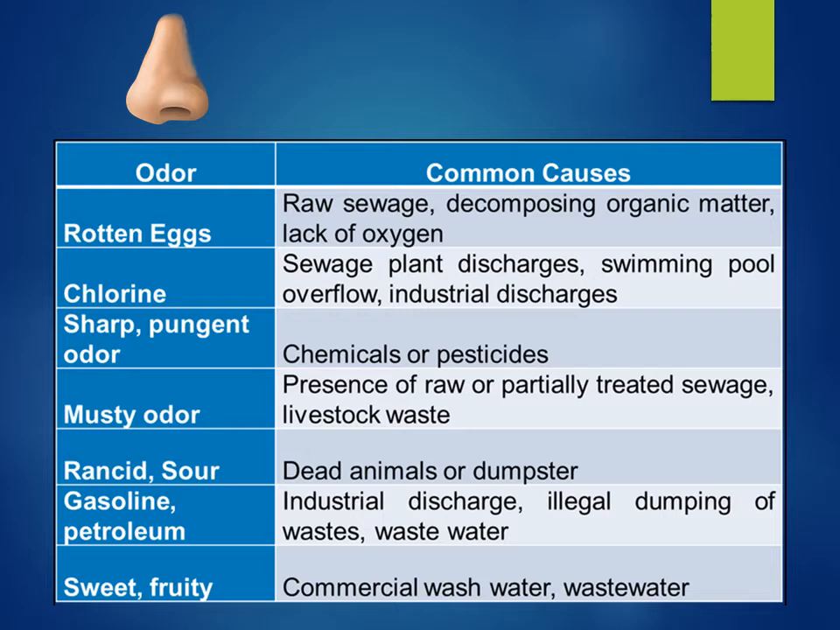A musty odor often accompanies raw or undertreated sewage or manure. Depending on the area, these may be more likely to come from a human or livestock source. Rancid, sour odors may be easily identifiable as dead animals or dumpsters. A gasoline or petroleum smell may be coming from industrial uses in the area or illegal dumping of waste, and commercial wastewater or wash water, such as from a car wash, may have a sweet, fruity odor.